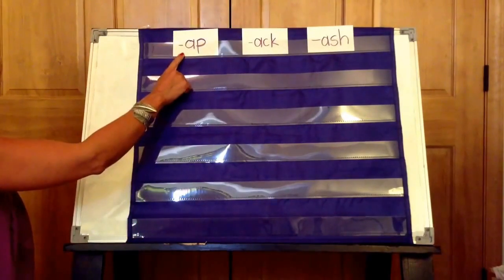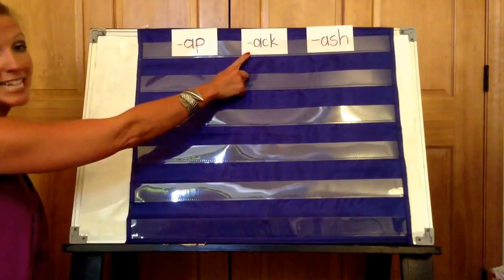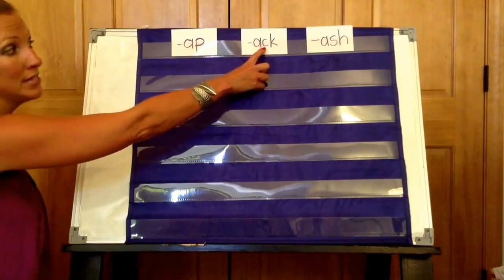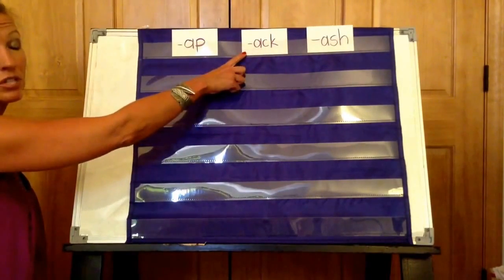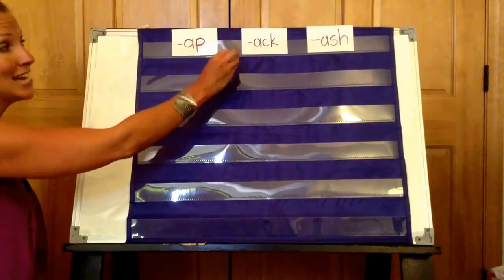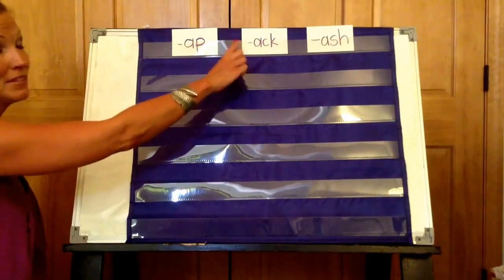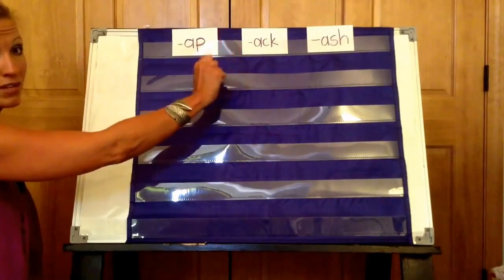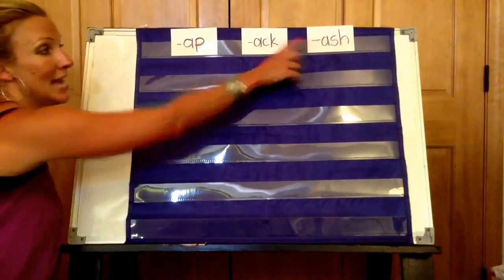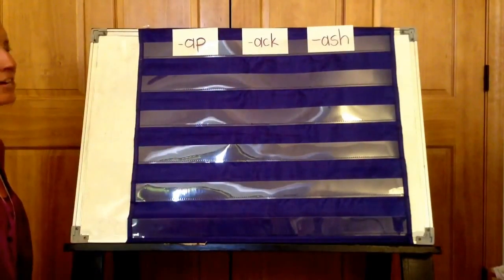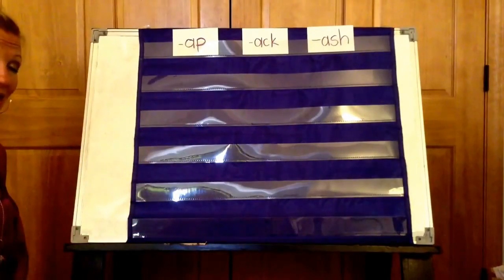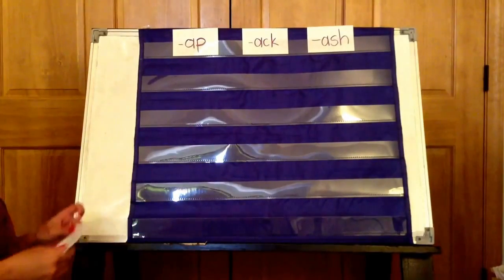This is app. This says ack. And I want you to see that CK at the end of words goes k. It's not the C by itself or the K, but the CK together make one sound. And then this last word pattern is ash. So let's go ahead and look for parts in some of these words.